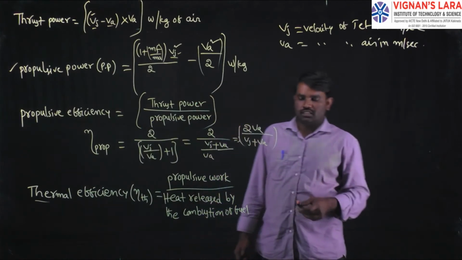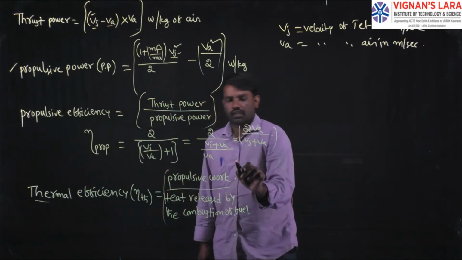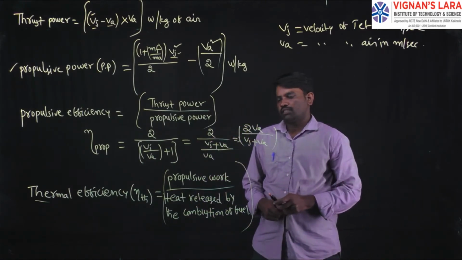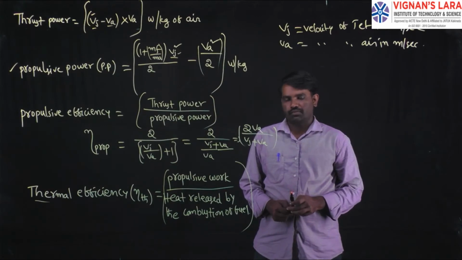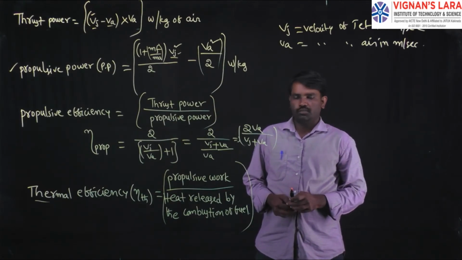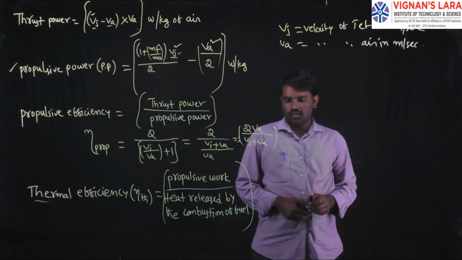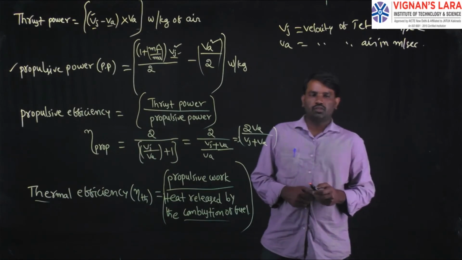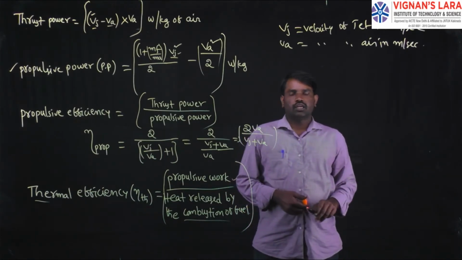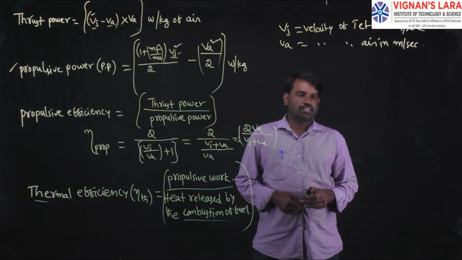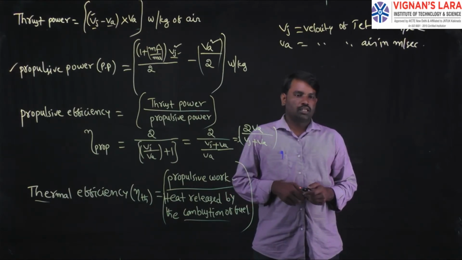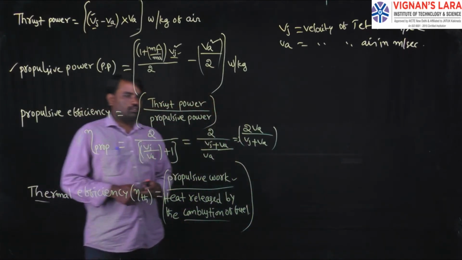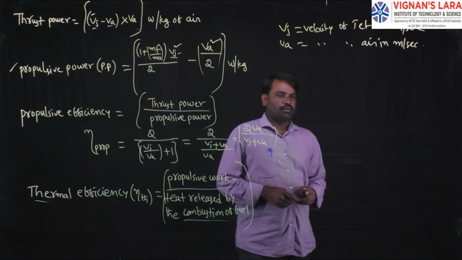And thermal efficiency means output by input. We have to write output by input while calculating the efficiency. Propulsive work is the output power from the jet engine, and input is the heat released by the combustion of fuel. That is the input we are supplying in order to get the propulsive work. That ratio will give the thermal efficiency of the jet engine. We wrote the thermal efficiency formula in the previous slide also. In the next video we will see different problems on jet engines.